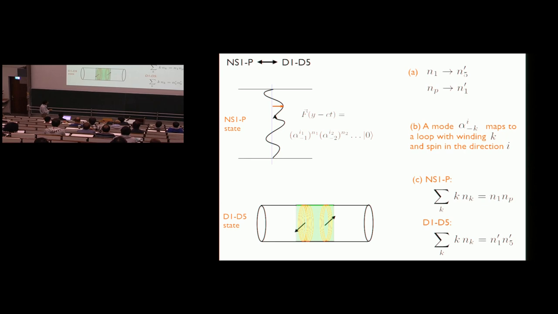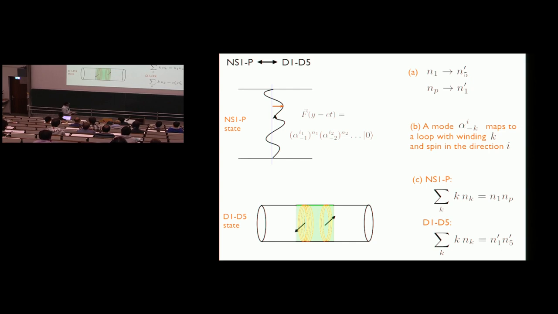So if I draw a picture like this, there's a one-to-one map to what I'm actually doing here. And here the constraint was that if I take nk units of the kth harmonic, well, all this has to equal the total amount of units of momentum I have on the long string. Well, here the constraint is the same. If I have nk units of strings which have k times wound around here, then the total winding should be N1, N5. So you can see it's exactly the same physics.